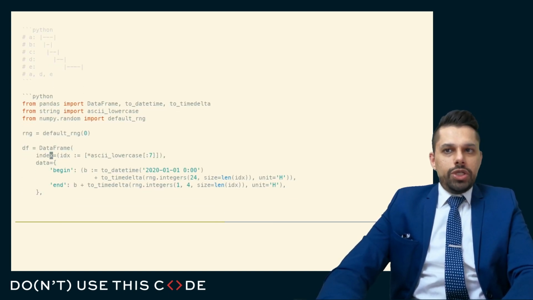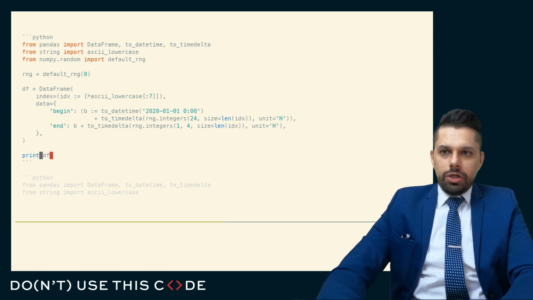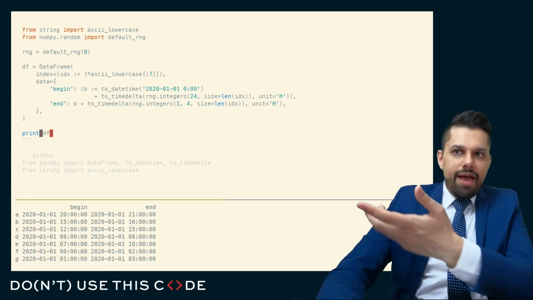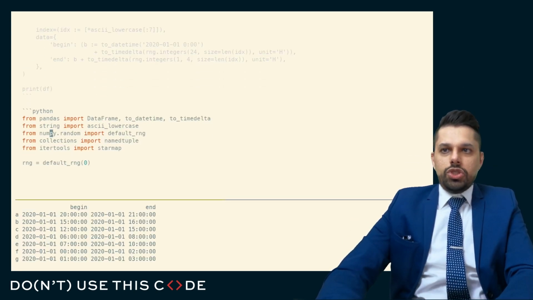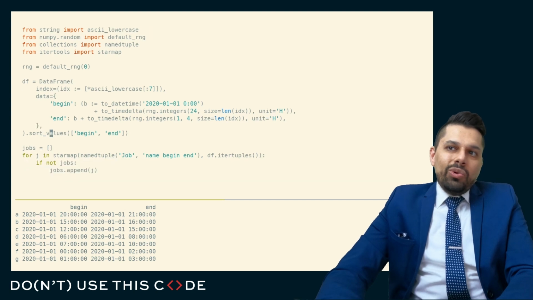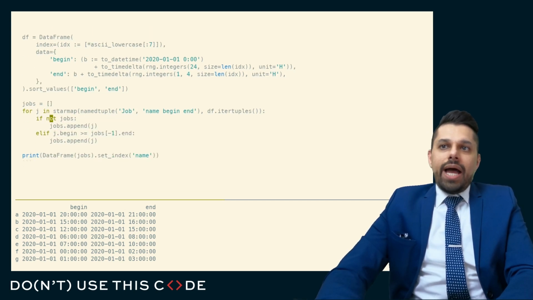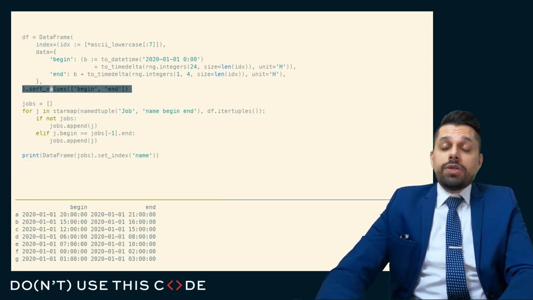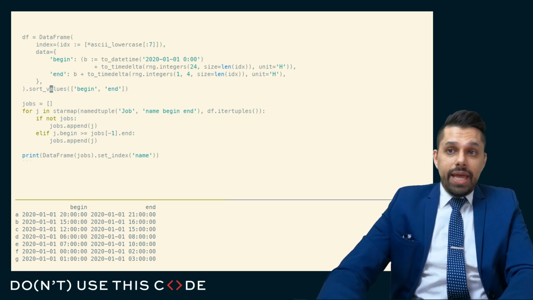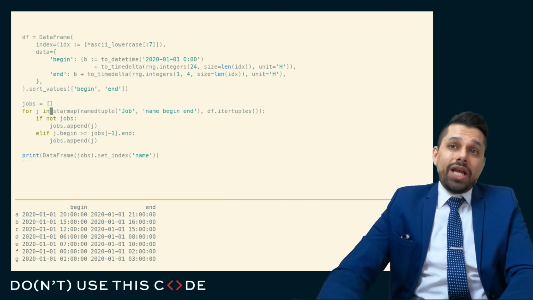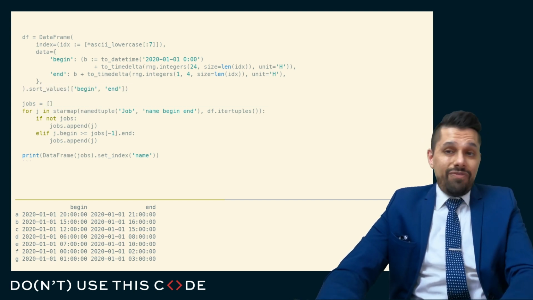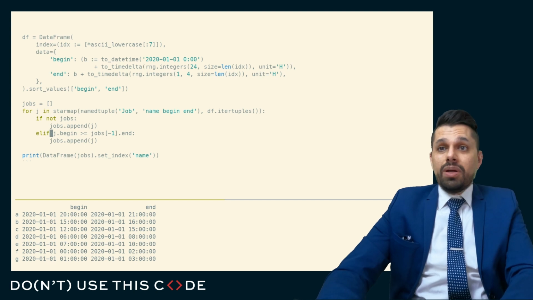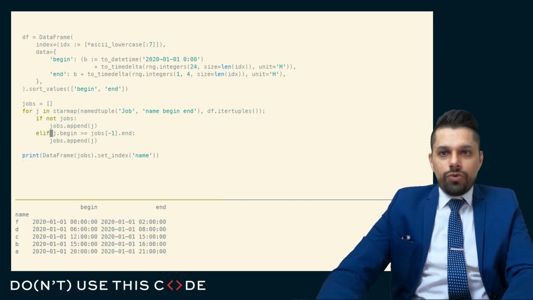Here is my formulation for this problem. I'll start with a little bit of data. In this sample data, I have all these jobs with their begin time and end time. With a little bit of mechanics, I can sort these jobs by when they started and ended, and then just go through and say, okay, if I haven't seen any jobs yet, pick the first job, and then just pick the next job that doesn't overlap. And this formulation does in fact give me the optimal number of jobs.